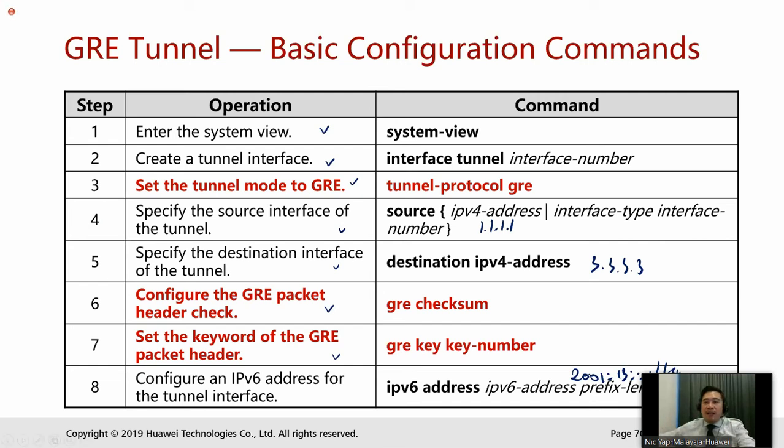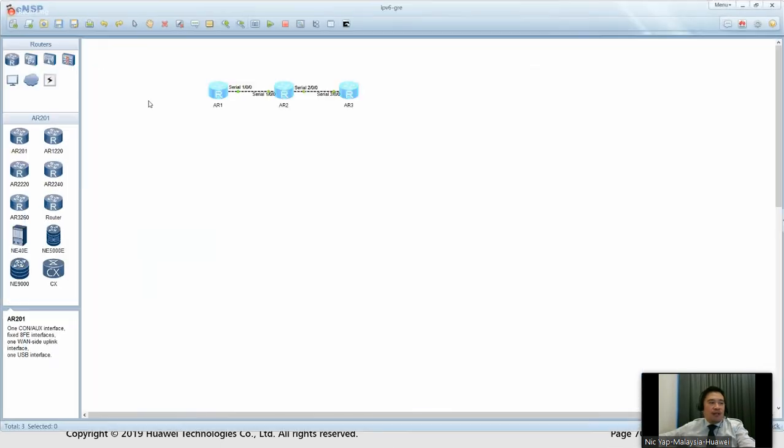Has everyone started already? Started the topology? This topology is pretty straightforward. It's only three routers. We need three routers.